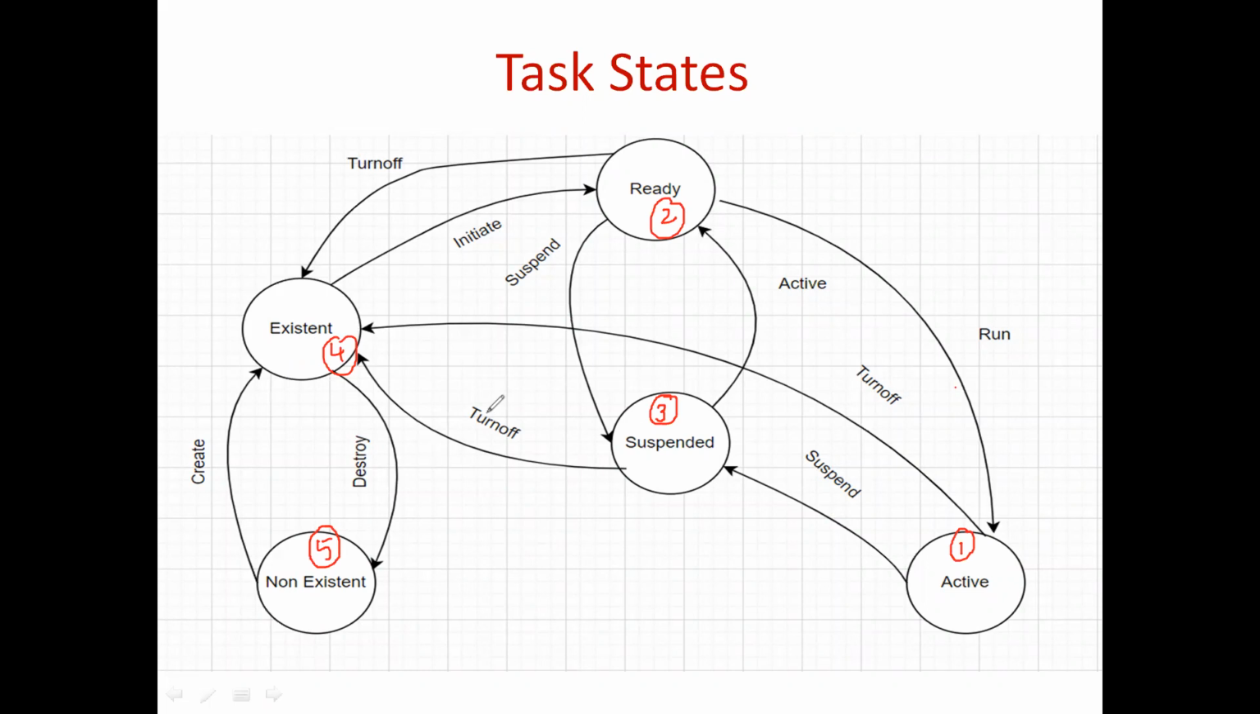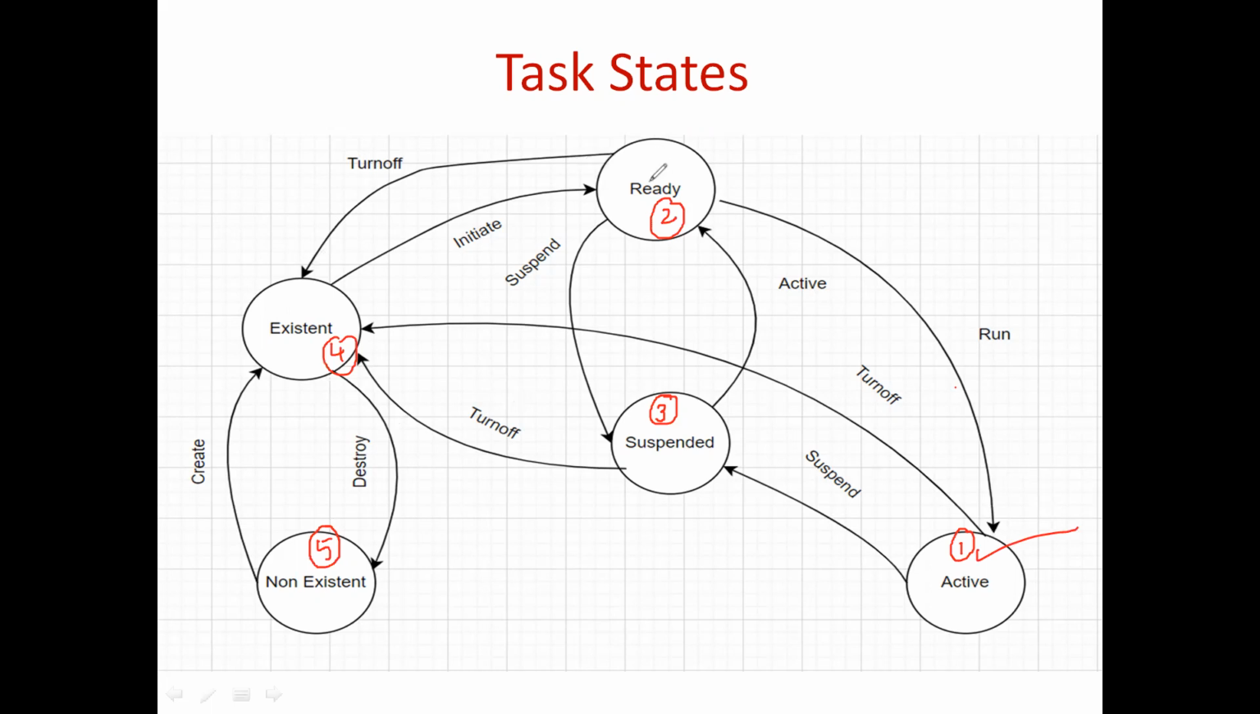What is the active state? The active state is the task which is currently active, or currently running, which has the control of the CPU. That means the CPU is allocated to an active task. It is the task with the highest priority, so it will be in the running state. That is the active state.